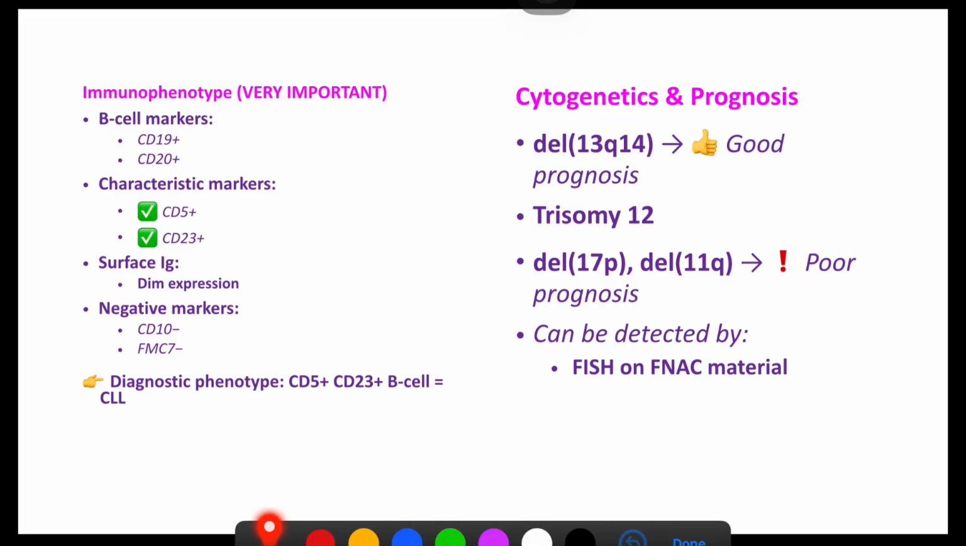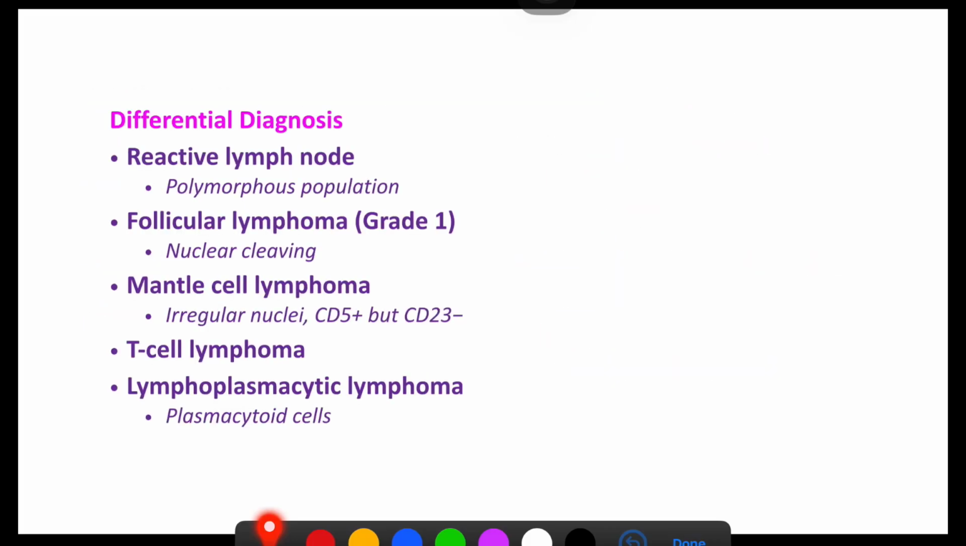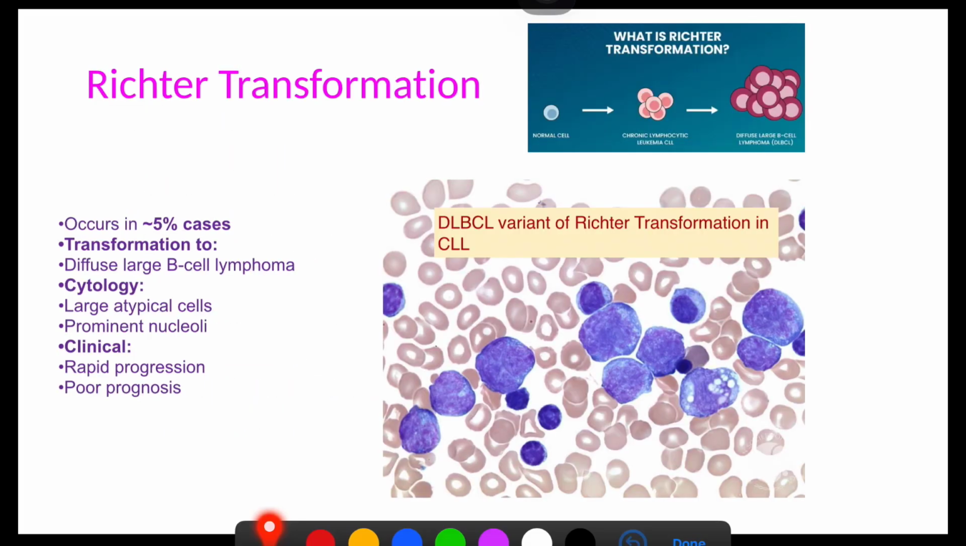Now, cytogenetics: if we see deletion 13q14, it shows good prognosis; trisomy 12, deletion 17p, deletion 11q show poor prognosis, and which is detected by FISH on FNAC material. So, differential diagnosis like reactive lymph node, follicular lymphoma grade 1 where nuclear cleaving is there, mantle cell lymphoma where irregular nuclei, CD5 positive but CD23 negative, T cell lymphoma and lymphoplasmacytic lymphoma where you find plasmacytoid cells.